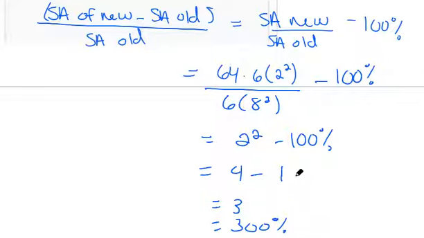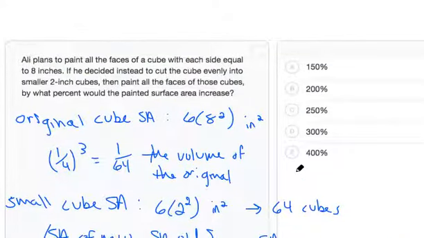So if we scroll back up, our answer choice, the percentage increase, would be 300%, and that's answer choice D.